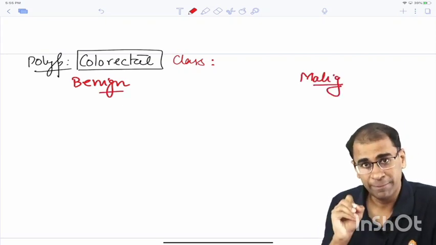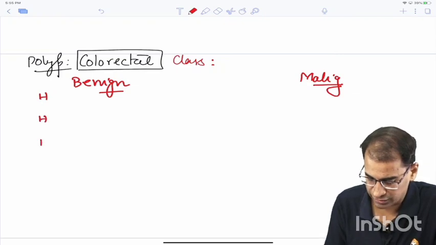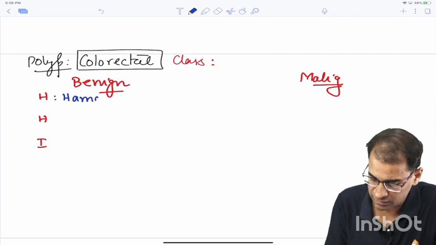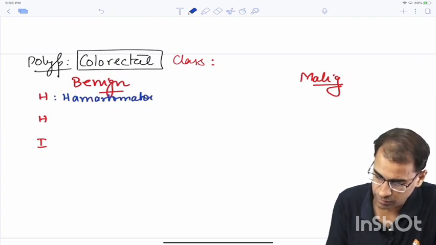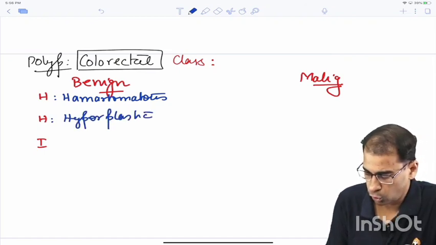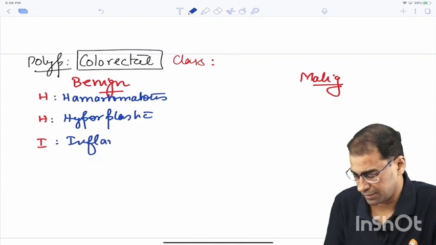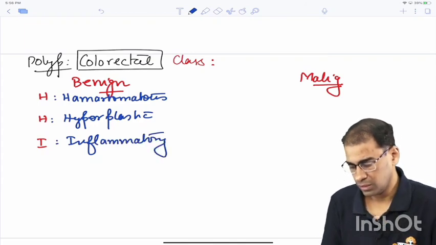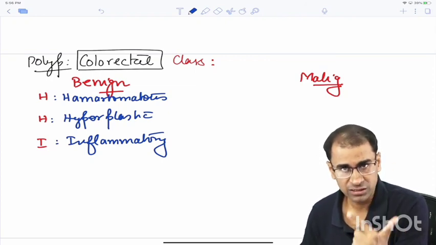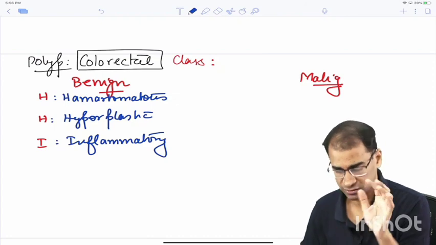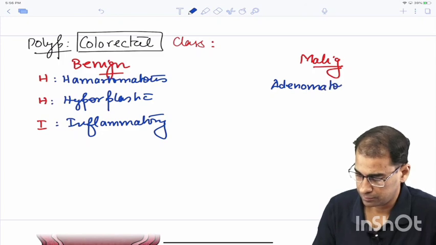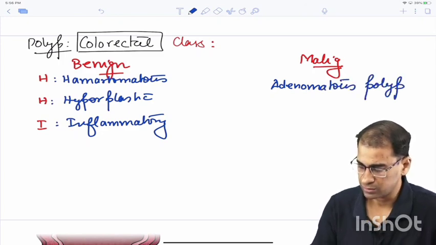In the benign polyp, remember a simple mnemonic, HHI. What is it? HHI means it can be hamartomatous, it can be hyperplastic, or it can be inflammatory. The three types of benign polyp. Again remember, hamartomatous, hyperplastic, inflammatory. I'll talk about all of these. In malignant, there is a name called Adenomatous polyp. Okay, it's an Adenomatous polyp.